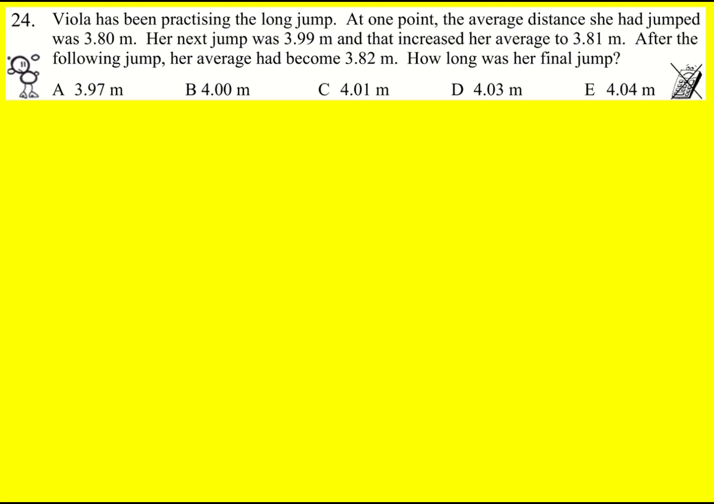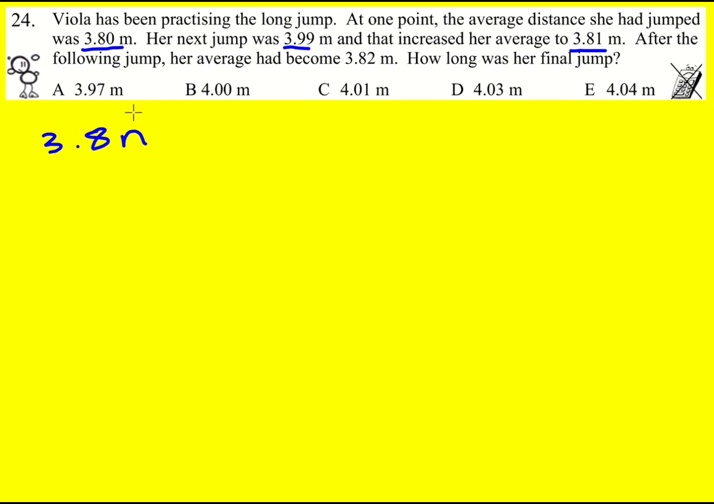All right, the key information we don't have here is how many jumps she actually did to get an average of 3.8. So that's what we've got to work out at the start of this question. We can do that using the first piece of information, the 3.80, but also the 3.99 and the 3.81. If her average is 3.8, then the sum of all her jumps would be 3.8n, where n is the number of jumps. And that's what we want to work out.